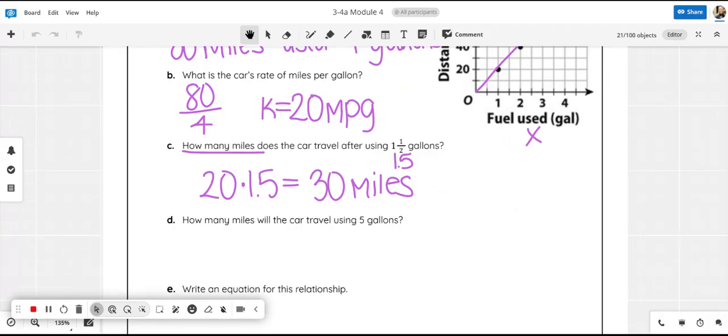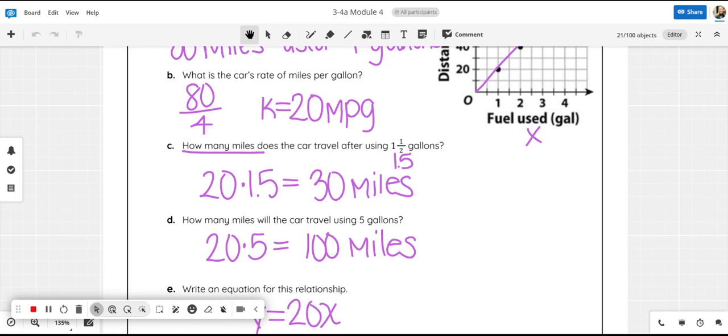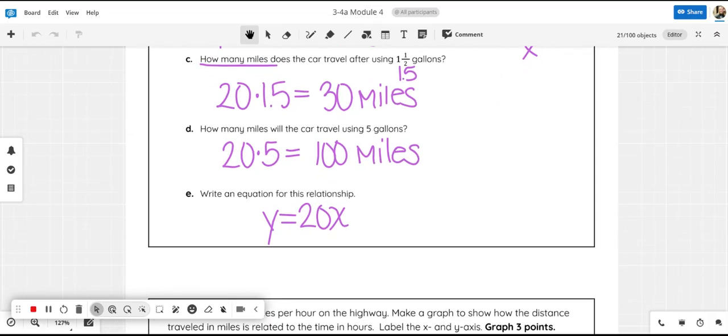How many miles will the car travel using 5 gallons? So again, same thing, but this time I'm going to do 20 times 5, which is 100 miles. So what is our equation? Well, our k value is 20, so y equals 20x.